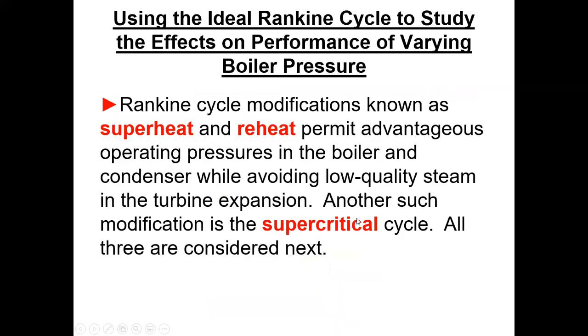Rankine cycle modifications known as superheat and reheat permit advantageous operating pressures in the boiler and condenser while avoiding low quality steam in the turbine expansion. So we're going to go ahead and lower the condenser pressure as low as possible, raise the boiler pressure as high as possible, but then we're going to do other modifications to the cycle to mitigate this potential negative impact. Another such modification is the supercritical cycle. All three are considered next.